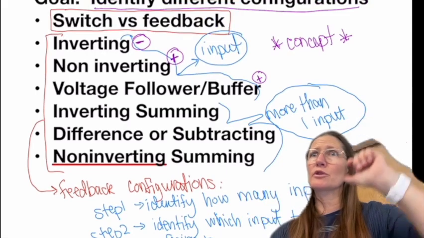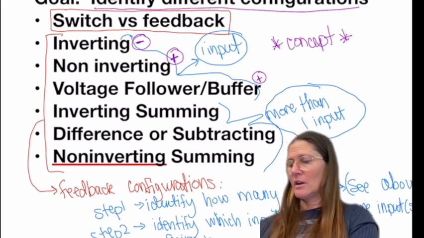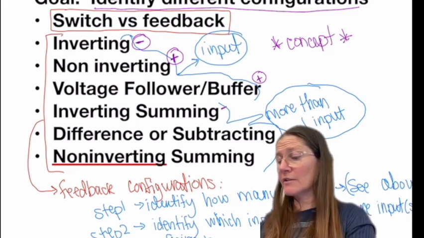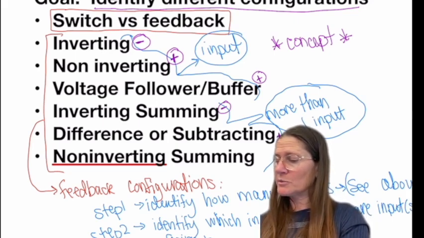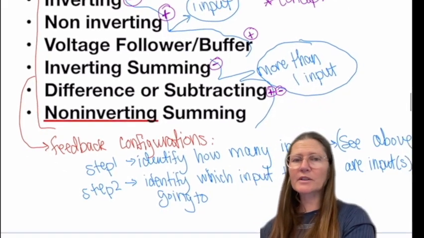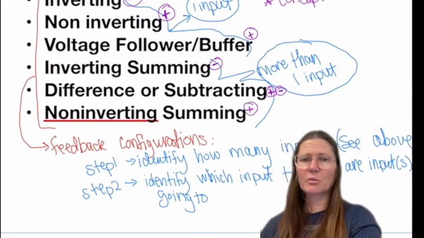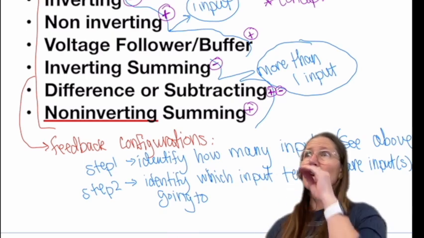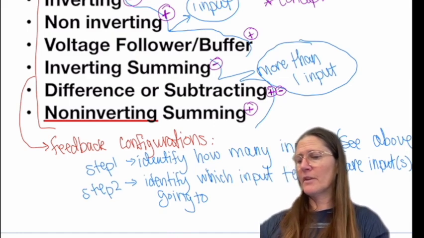differentiate between those two. For an inverting summer, it's going to go into the negative terminal. For the subtracting or difference, it's into both. One goes into the positive, one goes into the negative, and then the non-inverting is the positive input. So this is how you're going to identify what configurations you have.